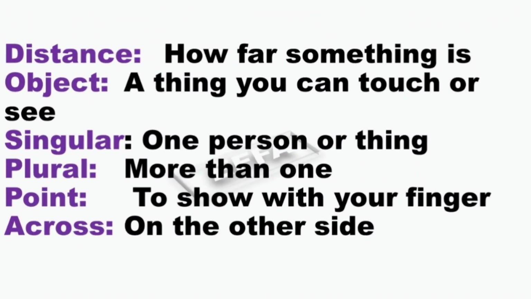Now we have some useful vocabulary words with examples. I'll pronounce them and then you should memorize them. Nearby, close to you. Distance, how far something is. Object, a thing you can touch or see. Singular, one person or thing. Plural, more than one. Point, to show with your finger. Across, on the other side.